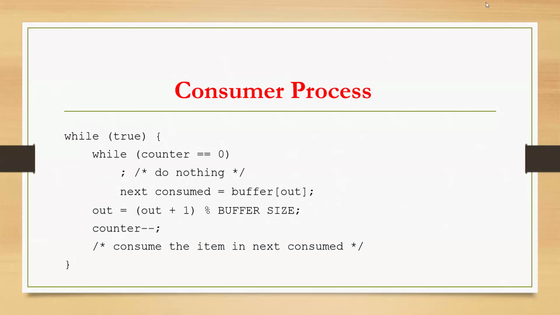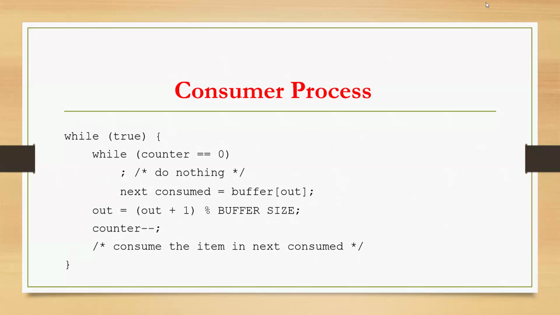Otherwise, next consumed equals buffer of out. So out equals, once one item is retrieved from that warehouse, then you have to reduce the process by one. So the counter value will be decremented by one, and we should calculate how many items can be retrieved. So that is out value mod buffer size.